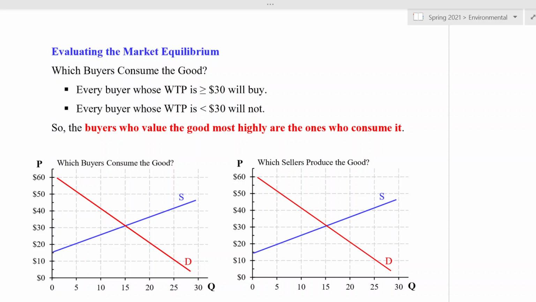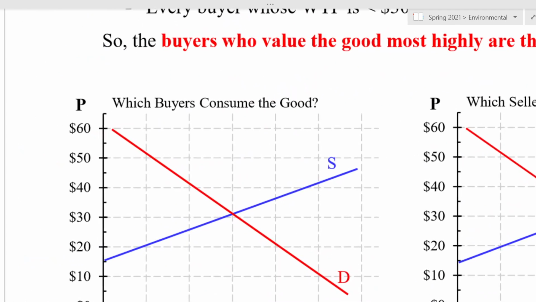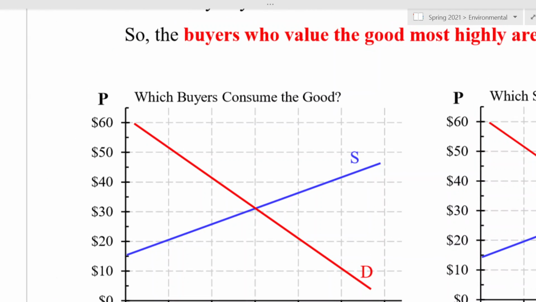Okay, so again, what is efficiency? It's the people who value the good the most highly buy it, and the producers who have the lowest costs sell it. So let's start here. Which buyers will consume the good?